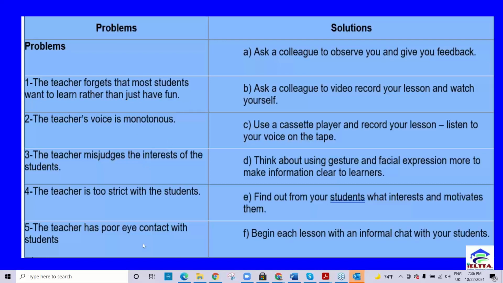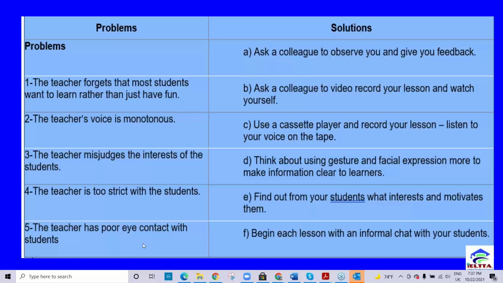The second one is the teacher's voice is monotonous. It means that you don't change your voice. It's at the same level all the time. Here, there are many possibilities. You can ask, for example, a colleague to observe you and give you feedback. This is okay. Or think about using gestures and facial expressions, so that information is made clearer to the learner. You could ask a colleague to video you or record your lesson and watch yourself.